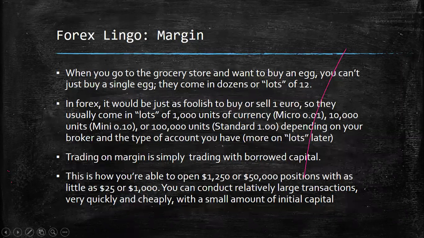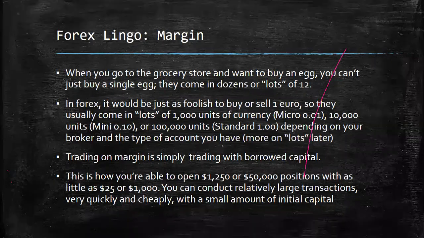So they usually come in lots, okay, of 1,000 units of currency, which is the micro lot size of 0.01, 10,000 units, which is the mini lot size of 0.10, or 100,000 units, which is the standard lot size of 1.00. And that's going to depend on your broker and the account type you have.